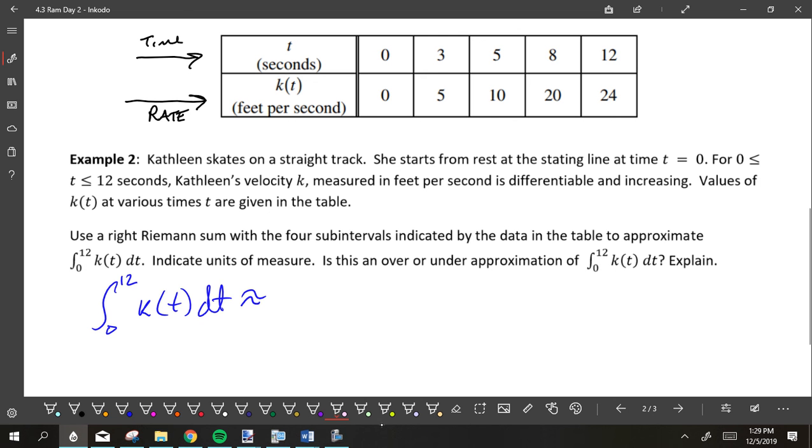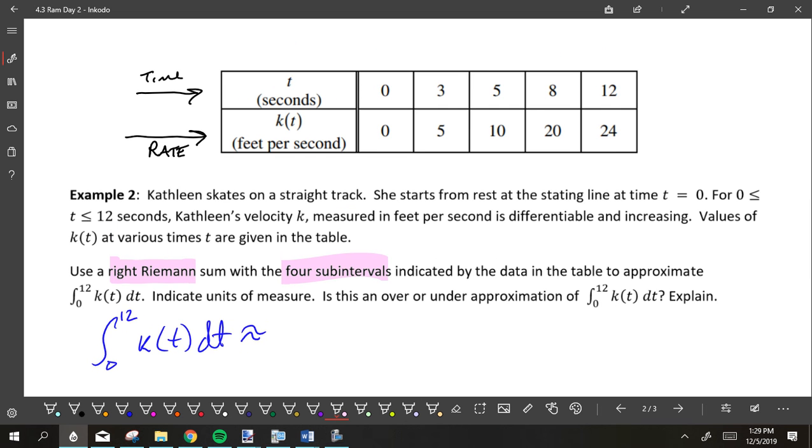Right Riemann sum and 4 subintervals. So looking at that chart right there, I'm supposed to break it up into 4 parts. How many numbers did they give me? Oh no, they gave me 5 numbers, but I'm trying to split into 4 parts. That doesn't work. Yeah, it does. Don't let that bother you.